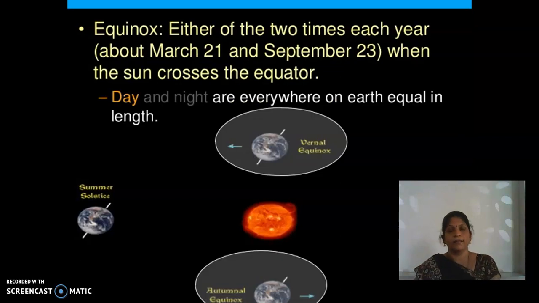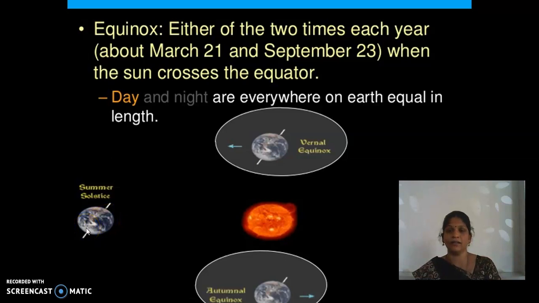Yes, the same. Here I am mentioning the vernal and autumnal equinox. Equinox, either of the two times each year, about March 21 and September 23, when the sun crosses the equator. Day and night are everywhere on earth equal in length. Here, this we already saw.